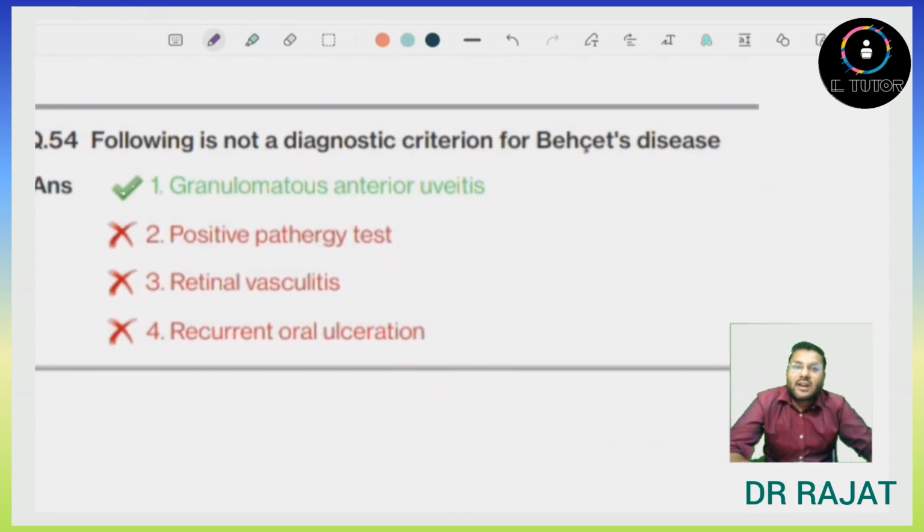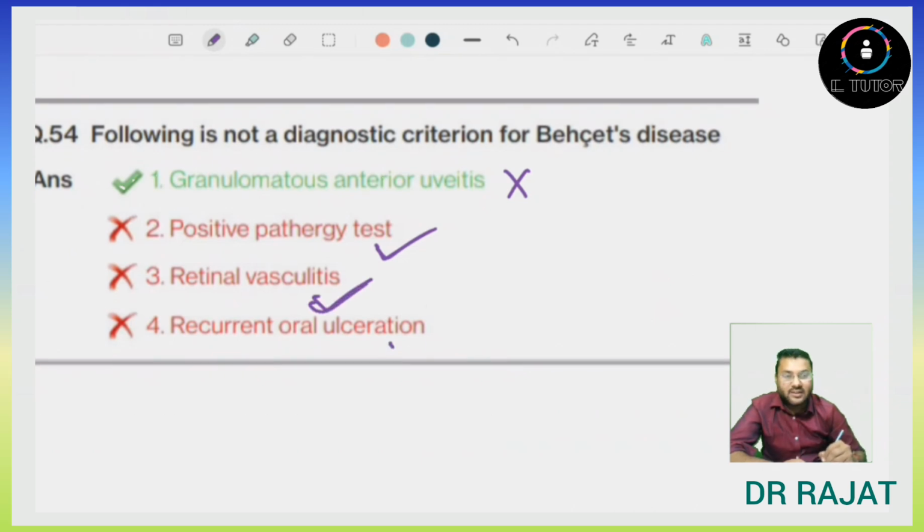Following is not a diagnostic criteria of Behçet disease. Granulomatous anterior uveitis, so this is false. In Behçet disease, of course, the ophthalmological findings are there, but granulomatous anterior uveitis is not there. Positive pathergy test, this is true. Retinal vasculitis is also there. Recurrent oral ulceration is a specific finding. So granulomatous anterior uveitis is not there. Instead, chorioretinitis can be there.